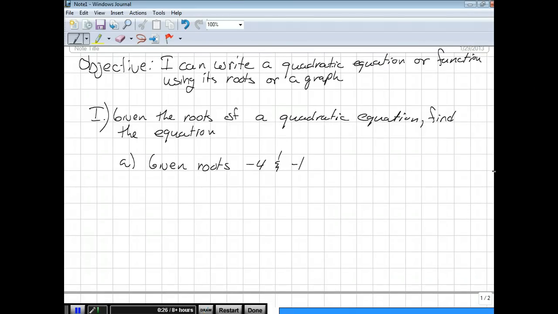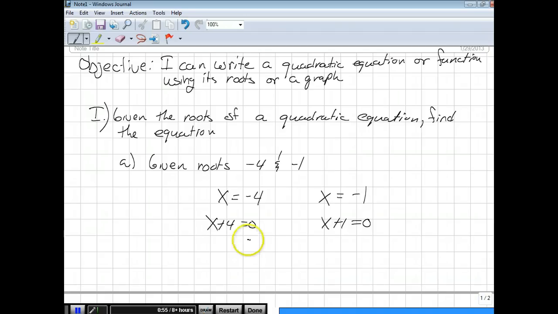So remember, when we solve a quadratic equation, we work until we get the variable equal to the root, and so we work until we get something like that. Well, now what we want to do is we want to work backwards. So where did that come from? If I add 4 to both sides, I get x plus 4 equals 0, and I get x plus 1 equals 0 here if I add 1 to both sides.